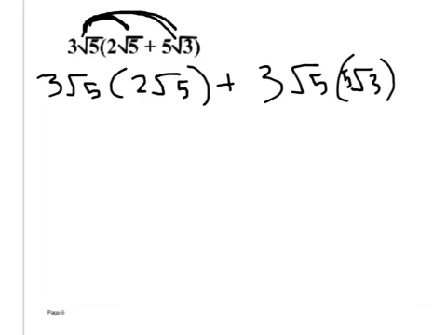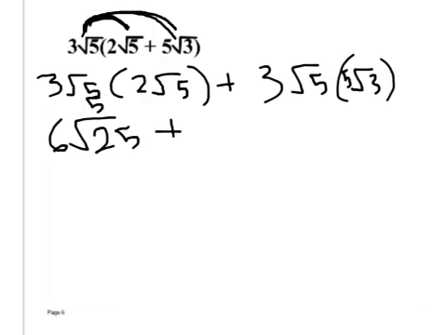So now we multiply. 3 square root of 5 times 2 square root of 5. What will we get? 6 square root of 5? No, remember when we multiply, we multiply what's under the radical symbol. What's 5 times 5? 25. Does the square root of 25 break up? Yes. What's square root of 25? 5. Okay. So that will be 30.